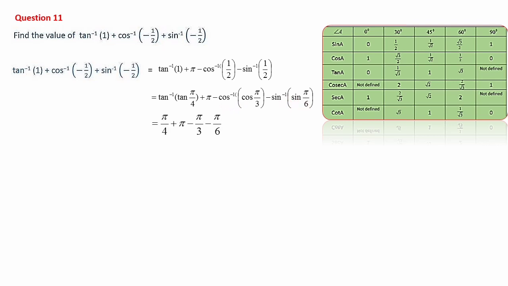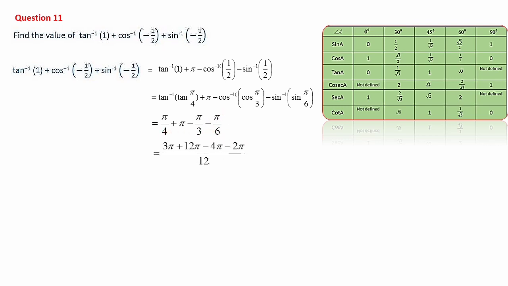That is equal to tan inverse of tan pi by 4, that is pi by 4, plus this pi comes as it is, and here it will come as pi by 3, that is minus pi by 3, and here as minus pi by 6. Now only the calculation is left, 4, 3 and 6.